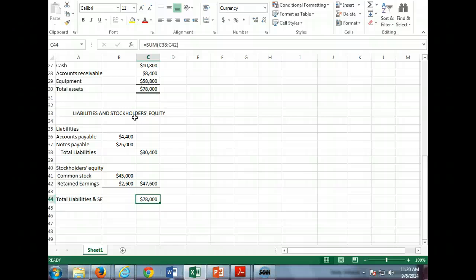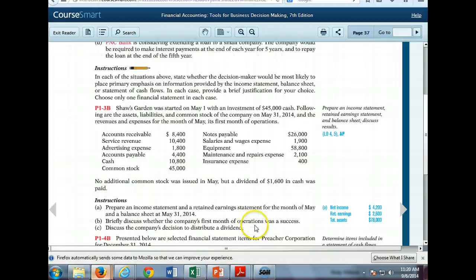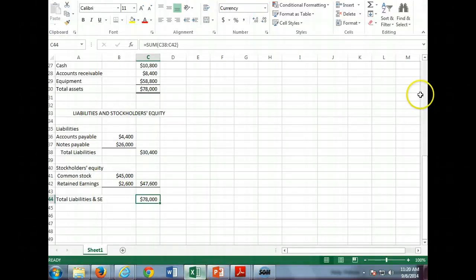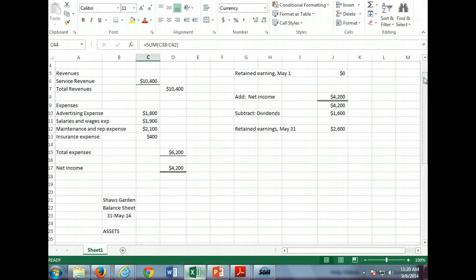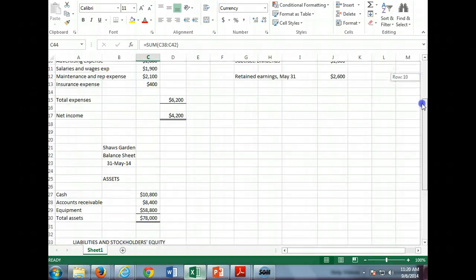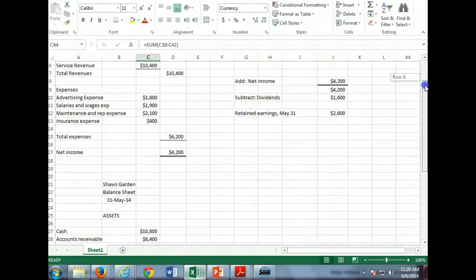Okay, now the question is, briefly discuss whether the company's first month of operations was a success. So, did they have income or did they have a loss? So they did pretty well, didn't they? So, were they in a position to pay dividends?